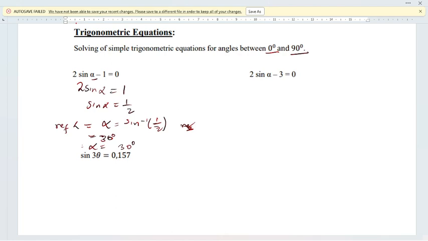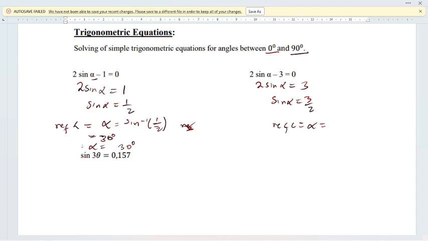Therefore, our alpha equals 30 degrees, because already our alpha is in this quadrant. Is that correct? Now let's look at this one. It's not the same. 2 sin alpha equals 3. Now, sin alpha equals 3 over 2, dividing both sides by 2. Now, reference angle: alpha equals what is the answer? No solution.